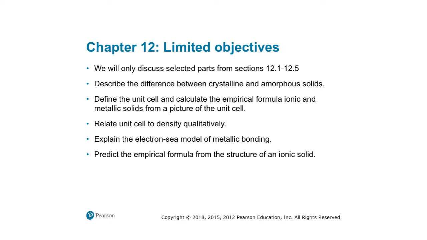We're going to look at a model called the electron sea model, or sea of electrons model, to describe metallic bonding. We'll also briefly discuss a little bit about a breakdown in this model, and maybe take a quick glance at what a molecular orbital picture might look like for metals, and then be able to predict empirical formula from the unit cell / structure of an ionic solid.